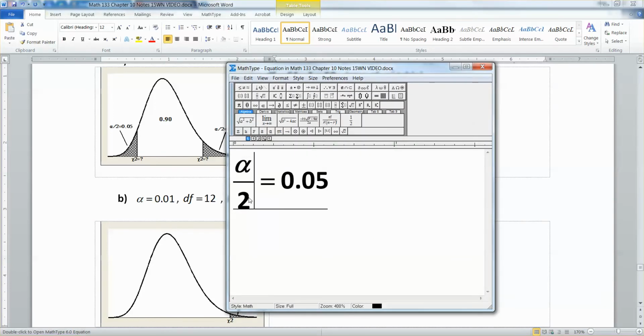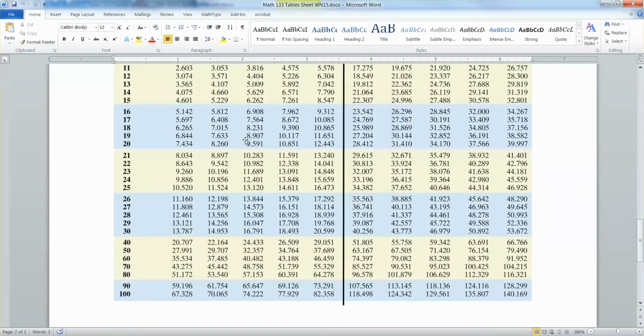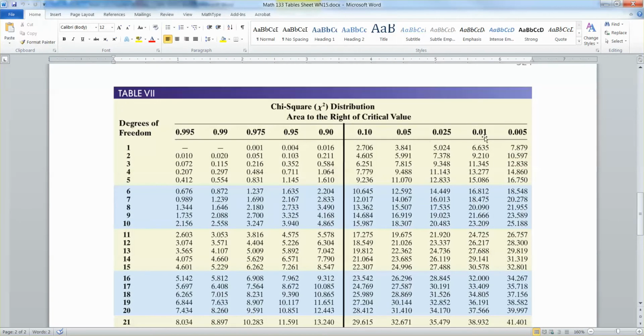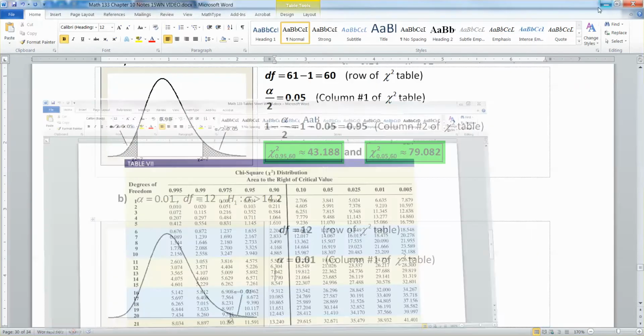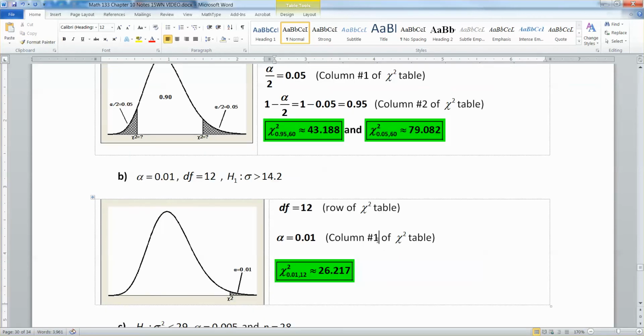I don't need to split it in half this time. I'm going to use all of alpha because it's a one-tailed test. No need to cut it in two. All right, so let's go to the table. 0.01 column, degrees of freedom is 12. That's right here, that's 26.217. So I'll go put that in. And we're done with that. These tables are really quick and easy to use if you know what you're looking for. Oh, and there's no other column, so that's just the column we need in general.